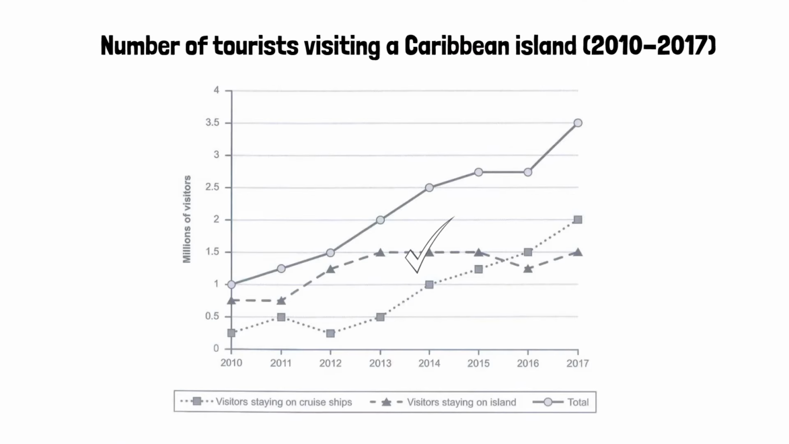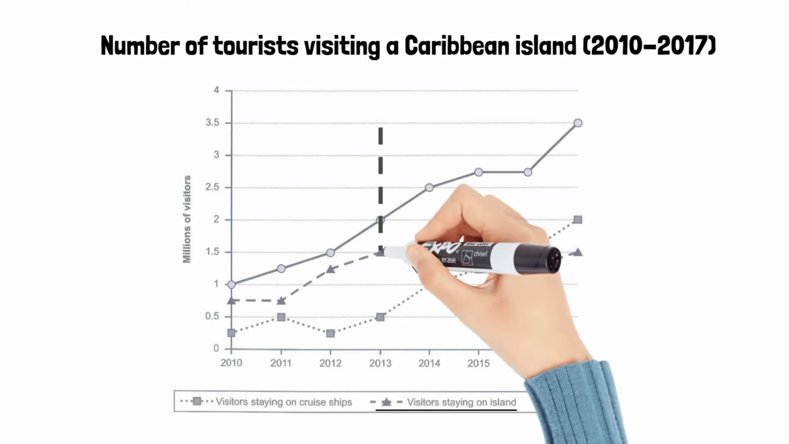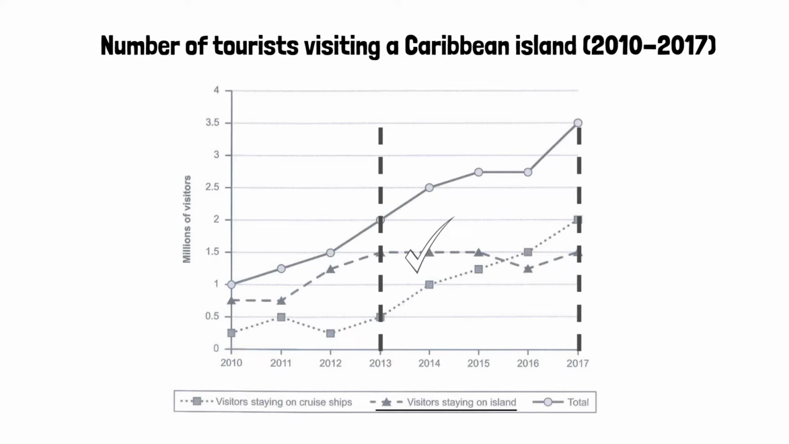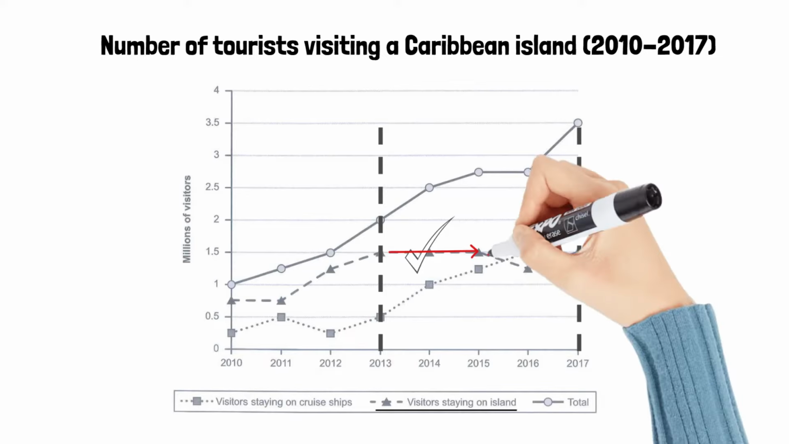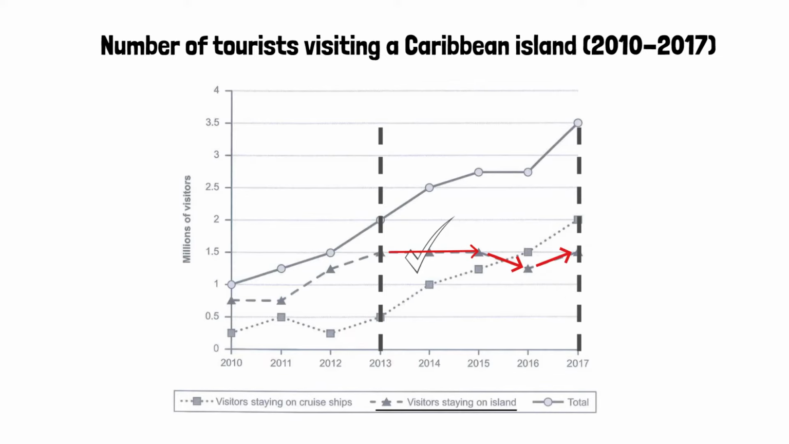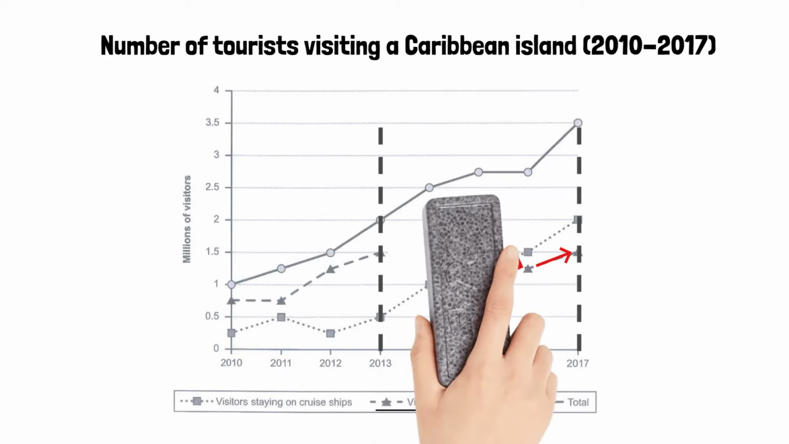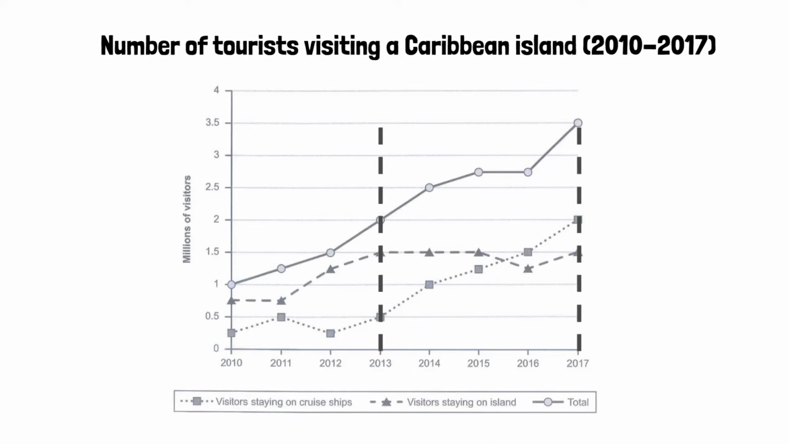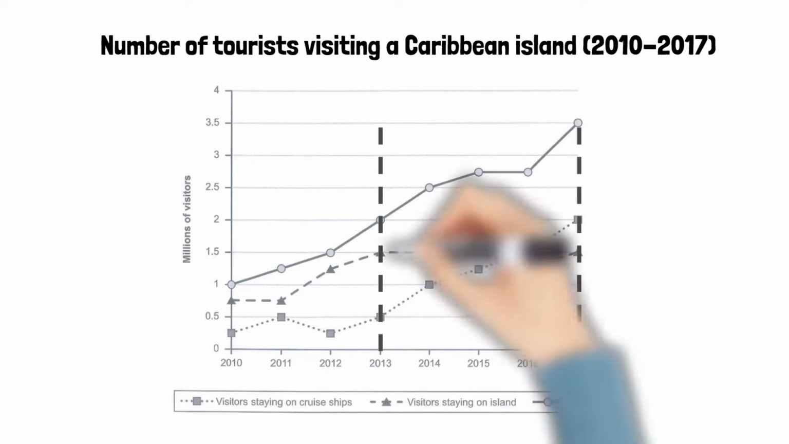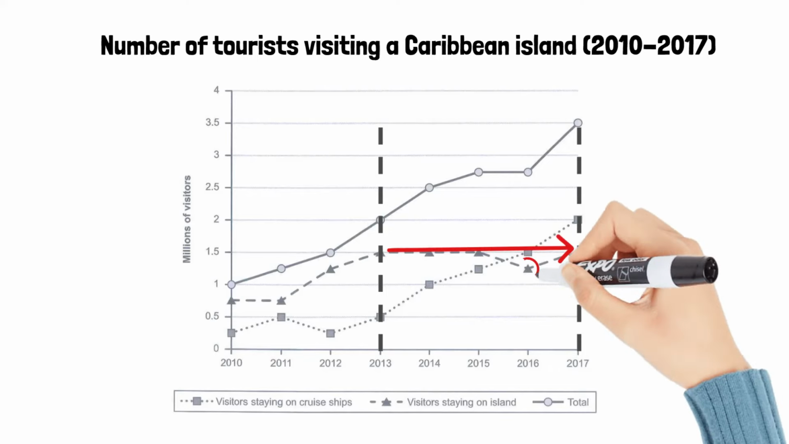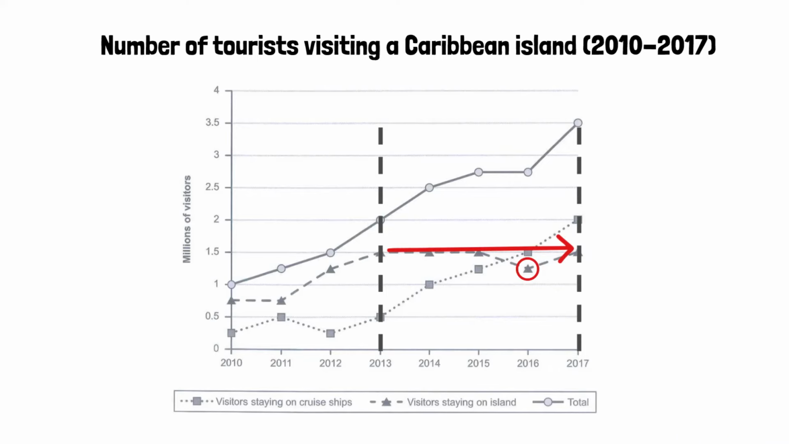It also works for this line. So this line represents the number of visitors staying on the island. From here to here, you could say that the number remained unchanged, then decreased, and then increased. But it's more clever to say that the number remained unchanged with a small dip in 2016.